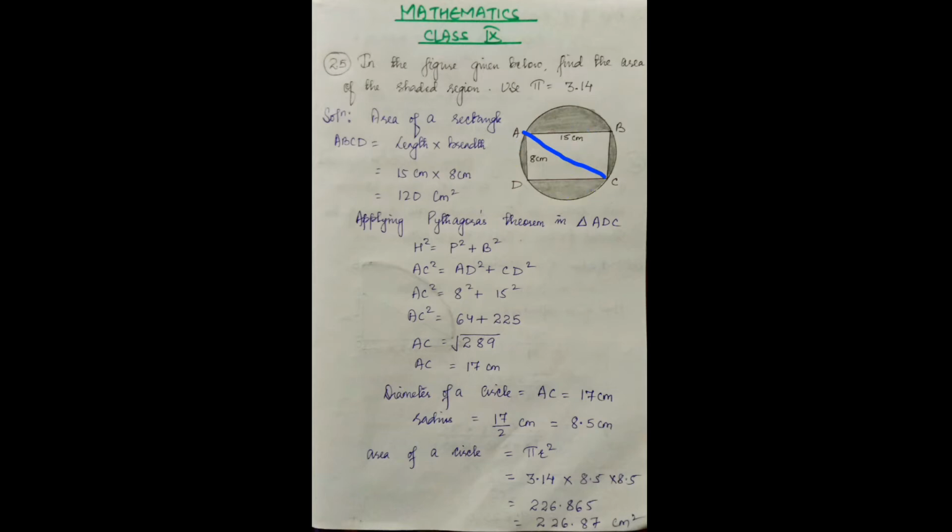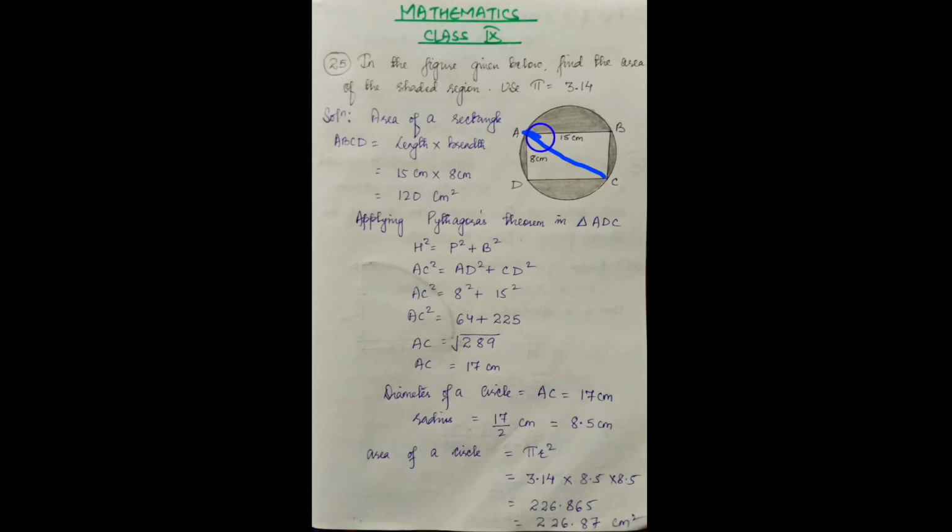You know the Pythagoras theorem: hypotenuse square is equal to perpendicular square plus base square. So hypotenuse is AC square, perpendicular is AD square, and base is CD square. AD is given 8, and CD is 15. So 8 square is 64 and 15 square is 225. On addition it will give 289, but here is a square. So when you remove this square, we have to take the square root on the right hand side. The square root of 289 is 17 centimeter.